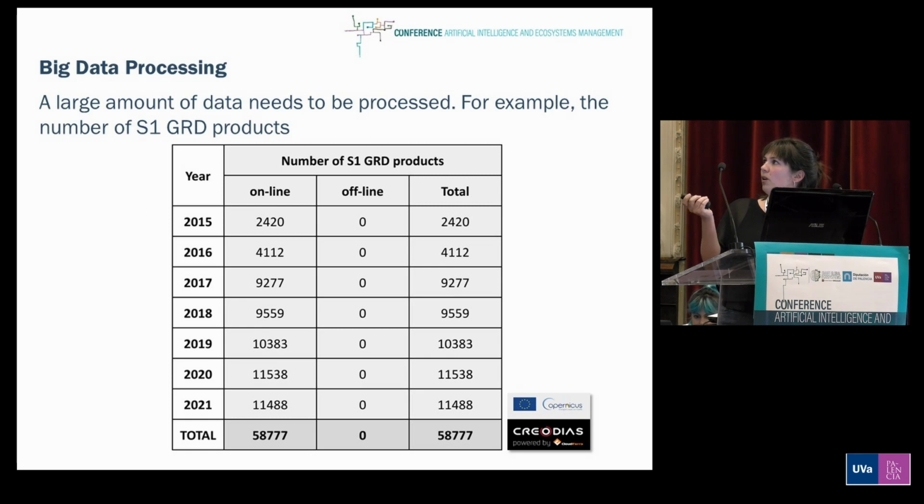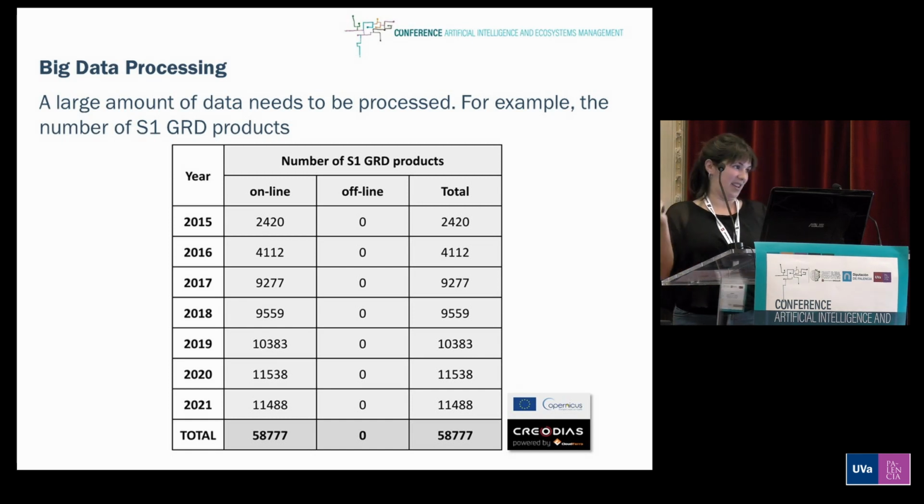Here there is a table, I just put this table to highlight the large number of products that we were dealing with. As you can see, for the whole study area, there were almost 60,000 Sentinel-1 images.